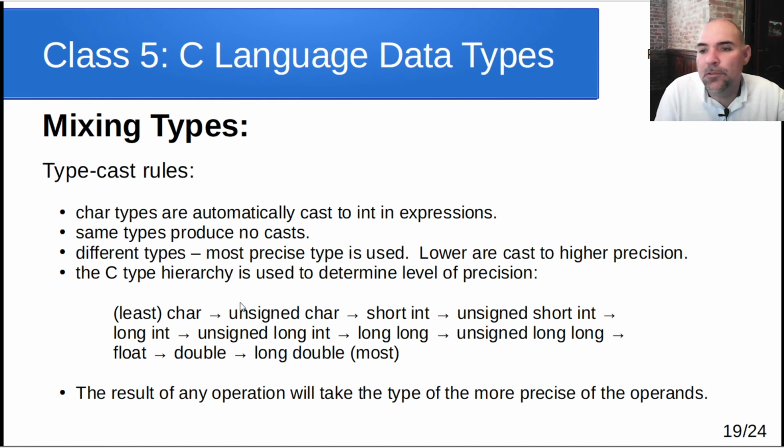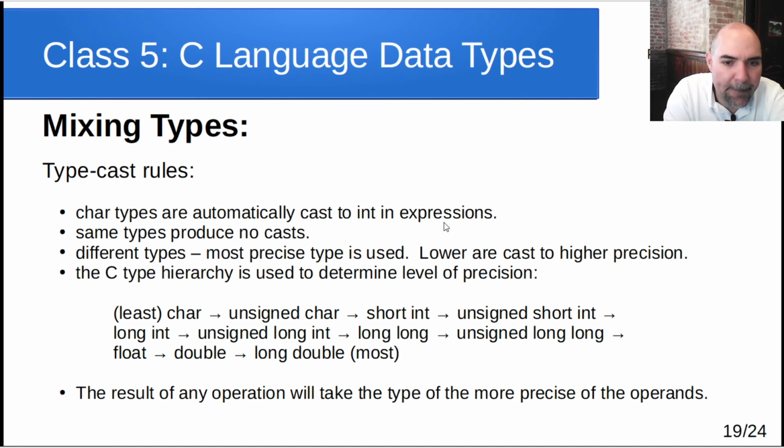So here are the typecast rules. Character types are automatically cast to int in an expression. So anywhere you have a character type in an expression, it's automatically converted into a 32-bit or 16-bit int type, depending on the compiler you're on. If you have the same type in a single operation, like this divided by this or this times this, the result of the operation will be the type of each of those two. So that same type does not produce a cast to get a different result.